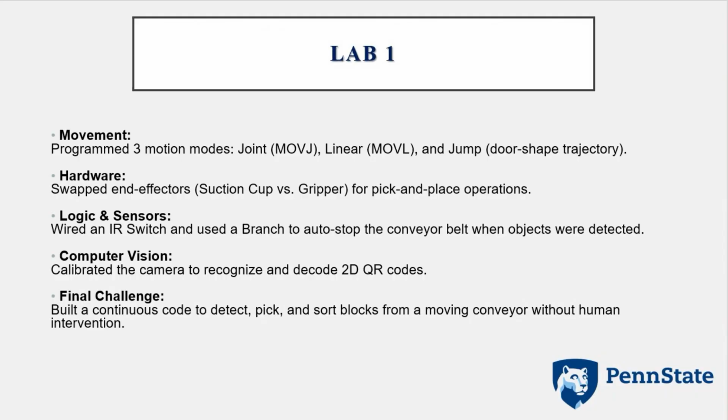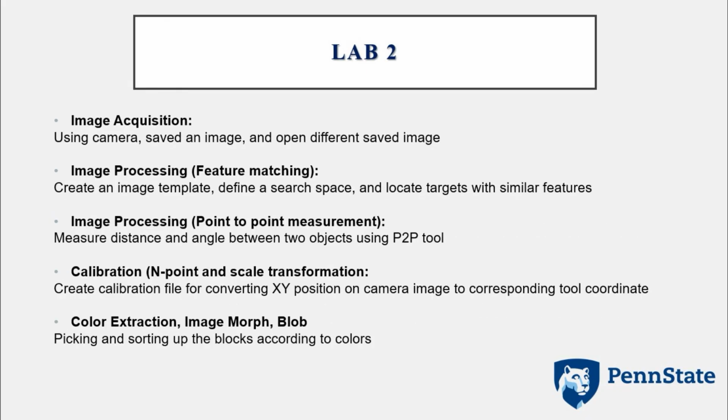For the final task in Lab 1, we combined everything we had learned, including basic robot motion, end effector control, conveyor belt operation, I/O communication, and QR code recognition to create a continuous program that could run entirely on its own. The goal was to design a workflow that allowed the Dobot to perform a repeated, automated routine when run continuously was selected.